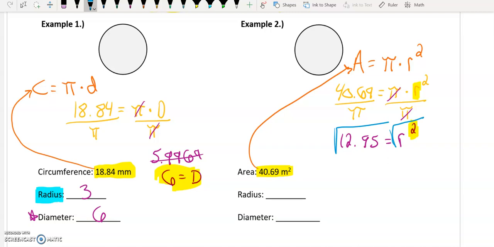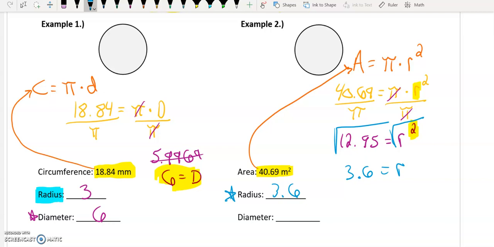So I need to go to my calculator and type in the square root of 12.95. That gives me 3, and it's going to round, so I'm going to make that a 6. 3.6. Let me fix that decimal. And now on the other side, the square root and the square cancel each other out, leaving me with just r. And now I finally have my radius to be 3.6.